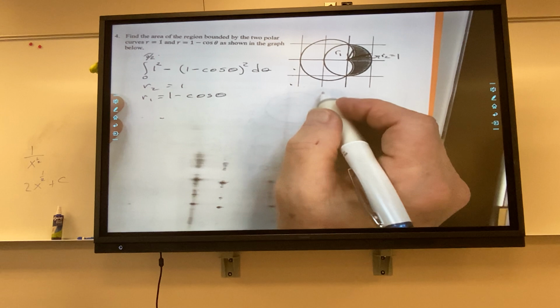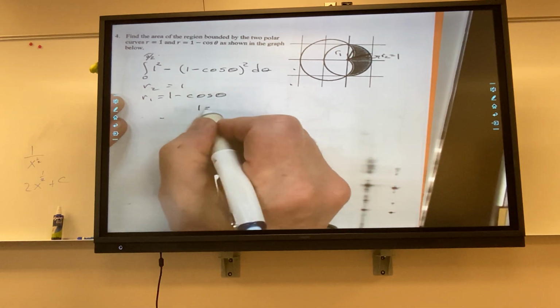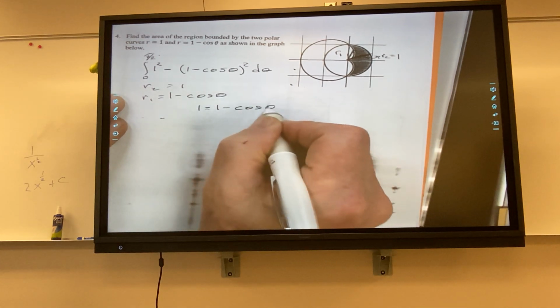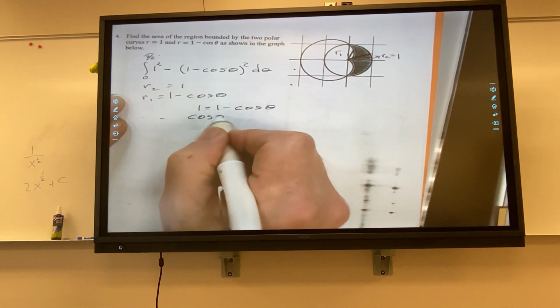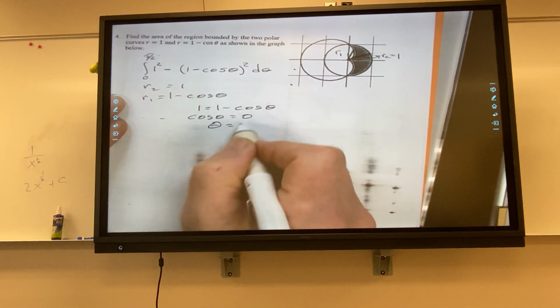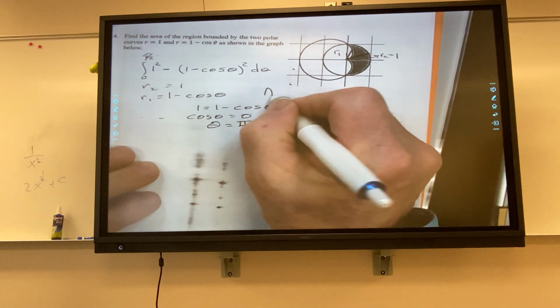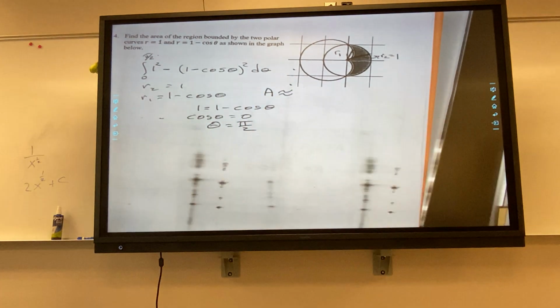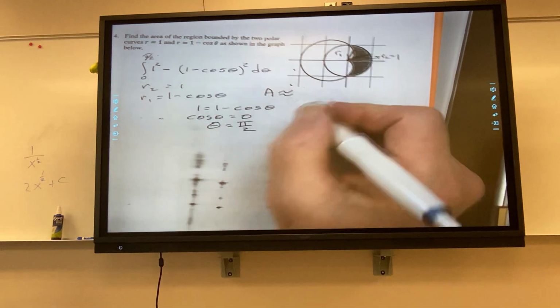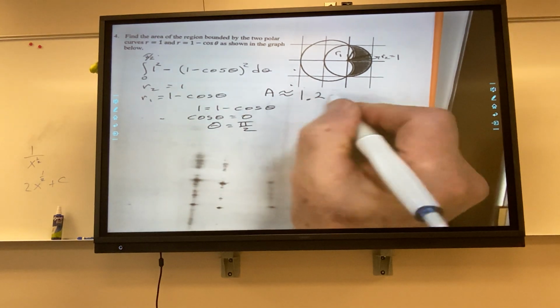And so when I made them equal to each other, I'm going to get cosine theta is equal to 0, and theta has to be pi over 2. And so I get an area of approximately how much? 1.215. One what? 1.215. That's what I have too.